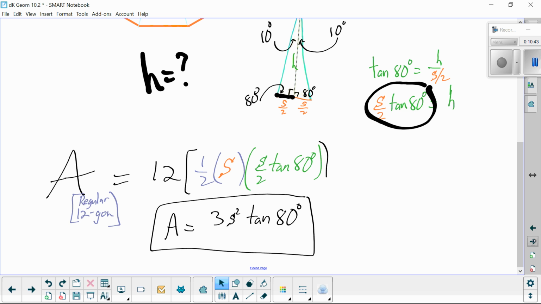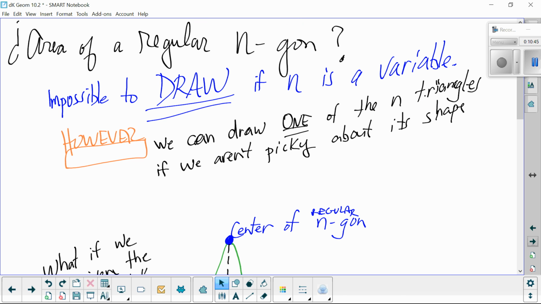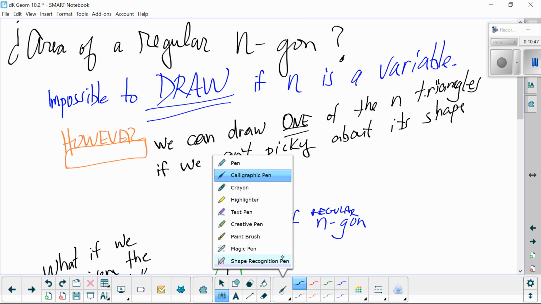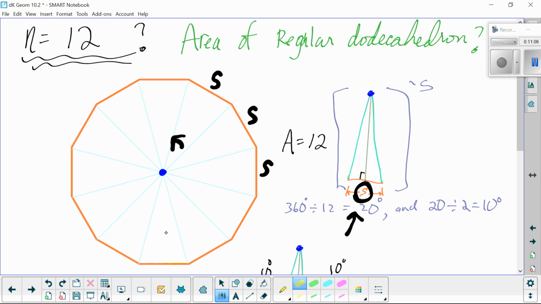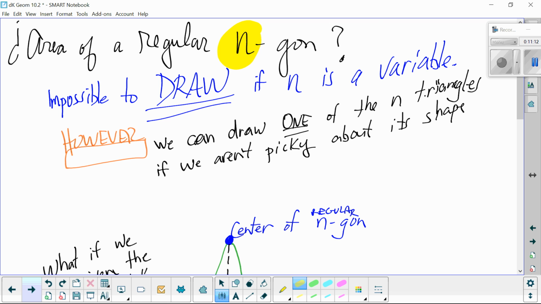All right, it's time to start generalizing a little bit. What if all we know is that it has n sides, but we don't really know what that value is? It's impossible to draw that shape. However, we could draw one of the n triangles that makes up that shape. Recall that in the 12-gon, there's 12 of these triangles. So in an n-gon, there'll be n of those triangles. And we can draw one of them.